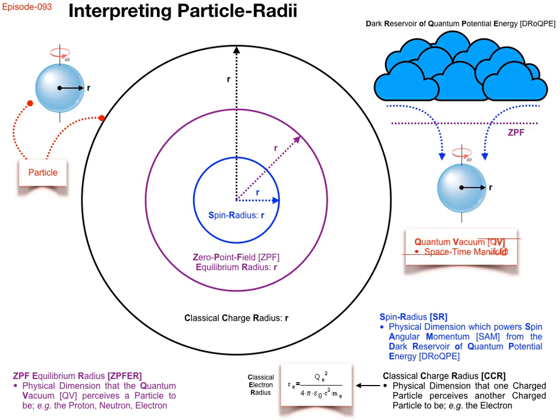As promised earlier, we will now discuss the dark reservoir of quantum potential energy in a bit more detail. To begin with, let's ask the question, what is energy? Simply put, energy is defined as the ability to do work. Hence, potential energy becomes the potential to do work. Thus, quantum potential energy may be defined as the potential ability to do quantized work.